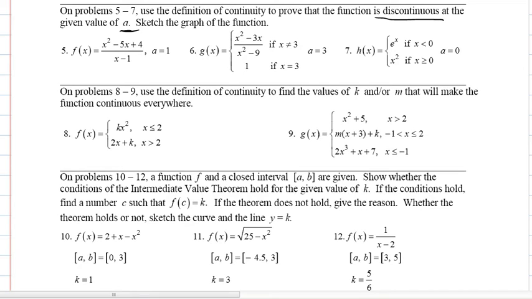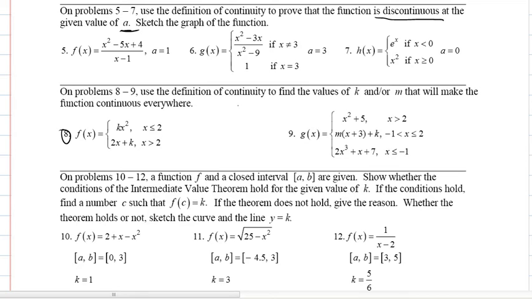Okay, so I'm continuing the worksheet. We left off on number 8, and I'm going to go ahead and get started. So on problems 8 through 9, use the definition of continuity to find the values of k or m that will make the function continuous everywhere.